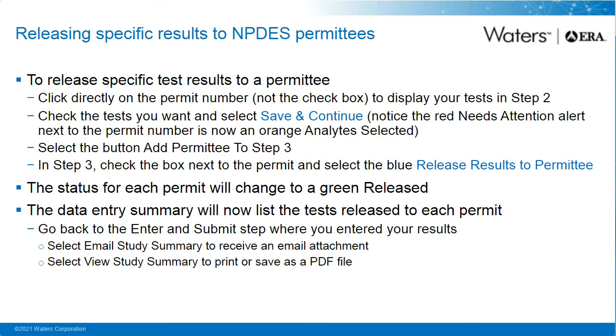The data entry summary you got earlier will now show the test results released to each permit. So you can get the new version back on the main data entry page, enter and submit data by selecting either Email Study Summary or View Study Summary. That pretty much covers data entry and releasing results to your permits. I know we covered a lot of ground, and it's hard not to be able to demonstrate this live in EData. But as I mentioned before, just reach out if you need some help.